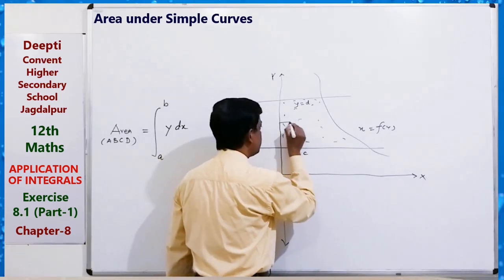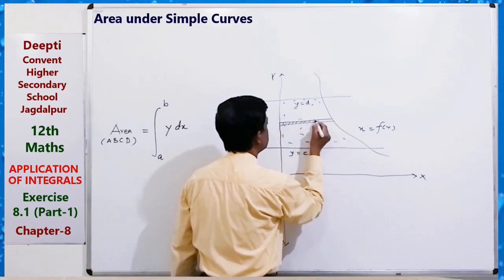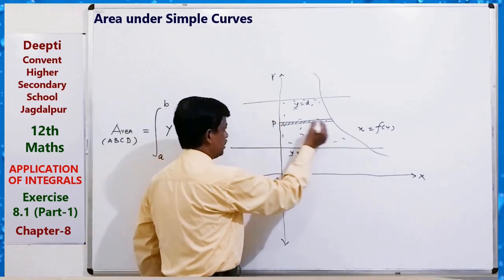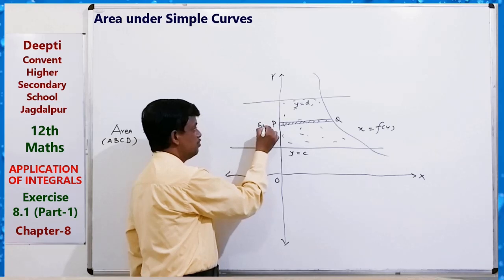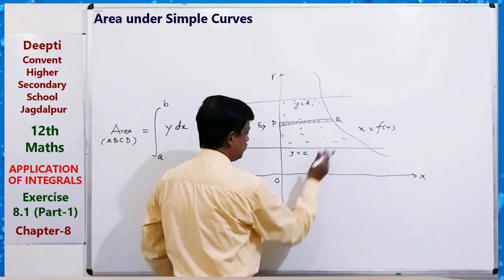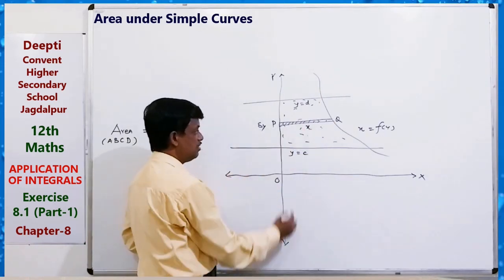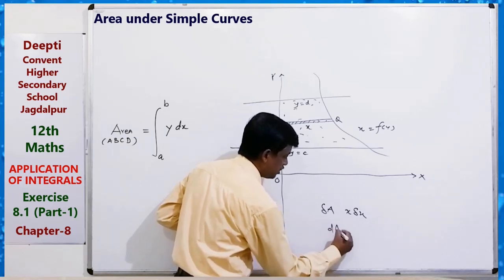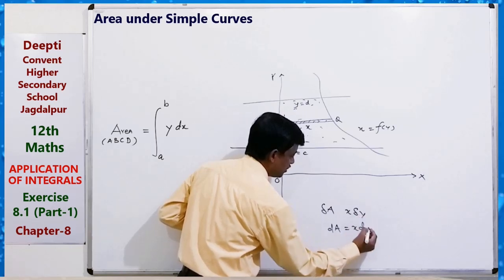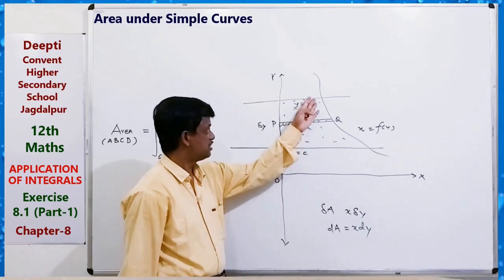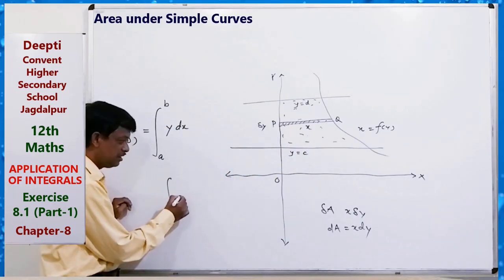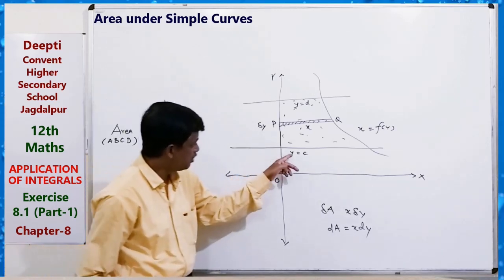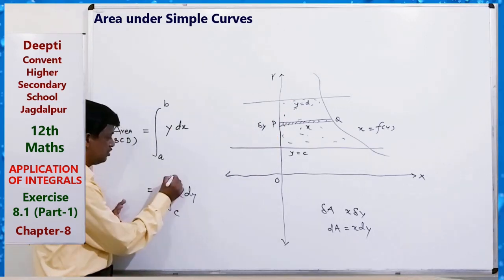This is the curve. Now here we take a horizontal strip. Horizontal means parallel to the x-axis. Vertical strip means parallel to the y-axis. Suppose this is the strip. Here the length of this small value is delta y, and this value along the x-axis is x. So its elementary area dA equals x dy. So the area of this we can get by using x dy. Here y dx, here x dy. And the limit of y varies from c to d.